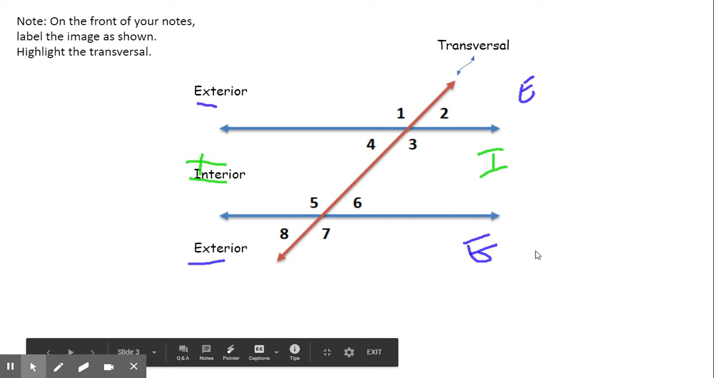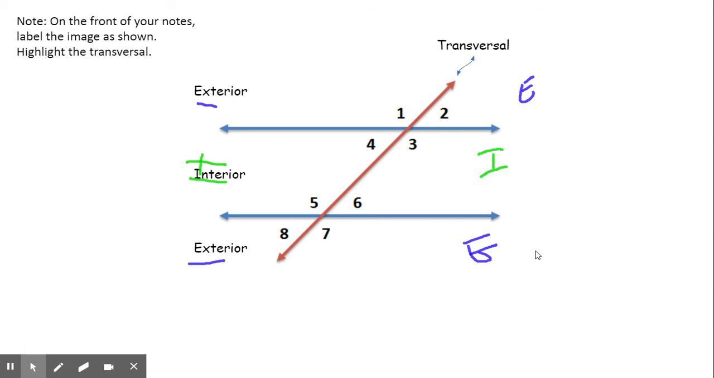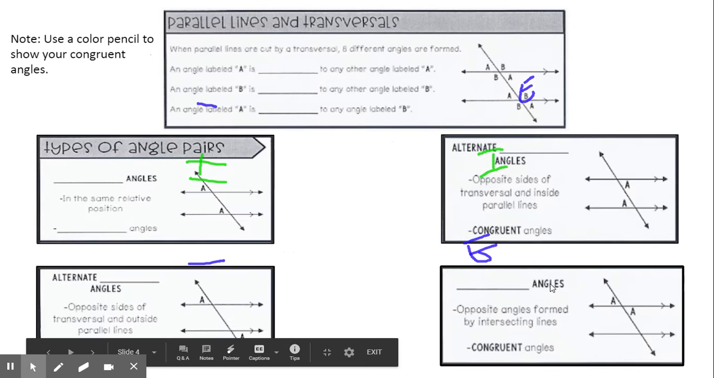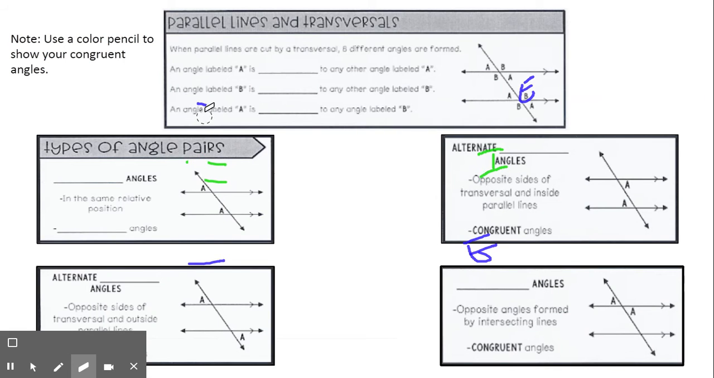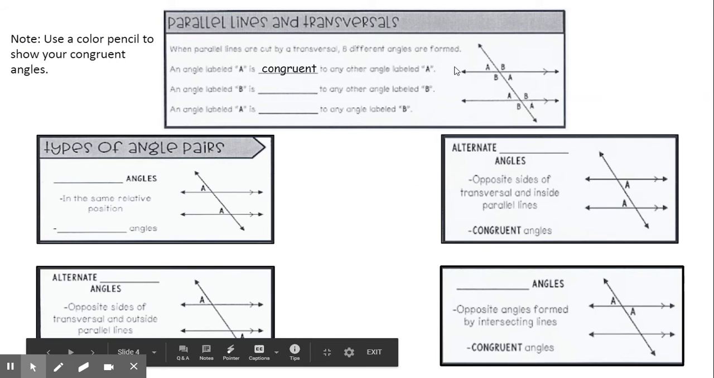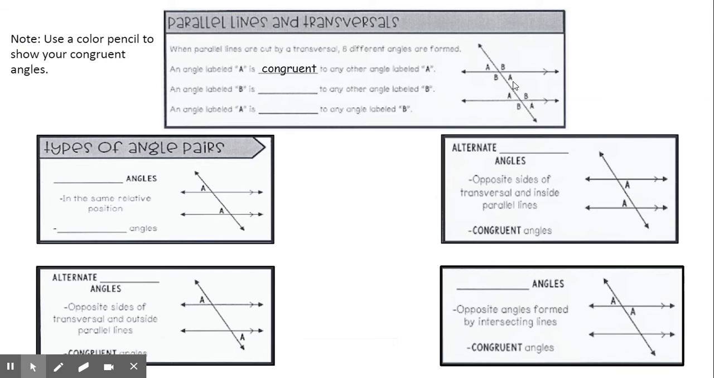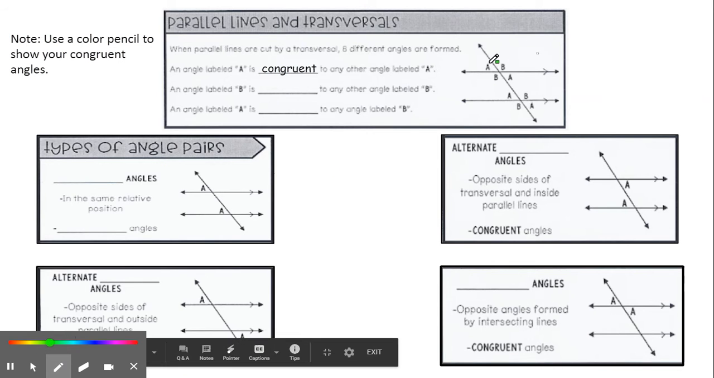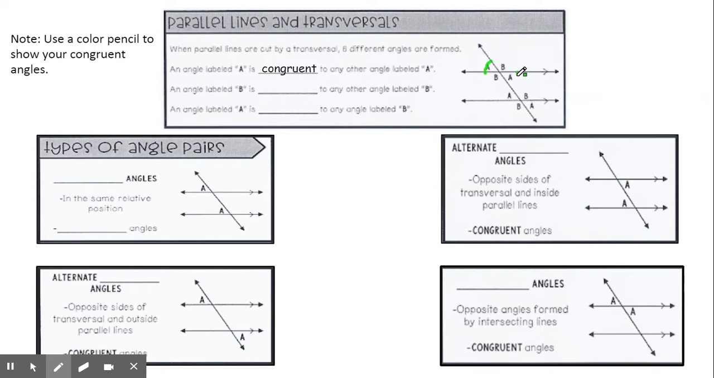Okay, so now make sure you have color pencils, crayons, whatever you need that has different colors, because we're going to need them to take our notes. When parallel lines are cut by a transversal, we have 8 different angles given to us. 1, 2, 3, 4, 5, 6, 7, 8. So angle A is congruent to angle A, so A is equal to A, right? All of those 4 angles have the same value.